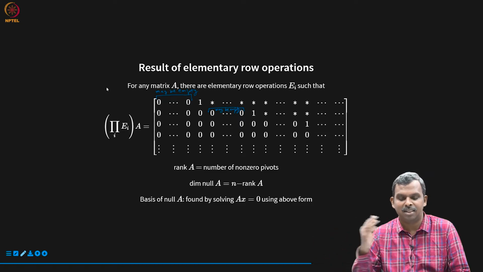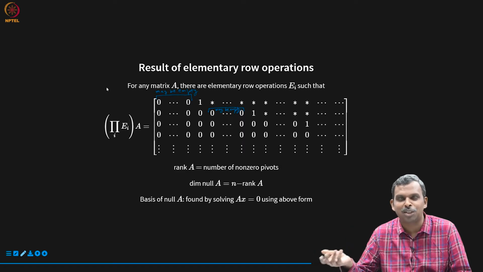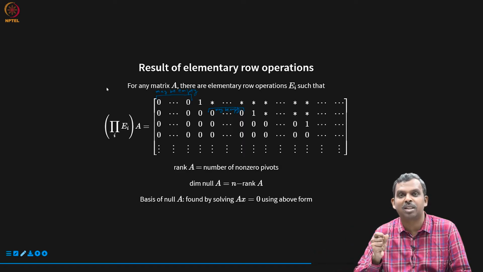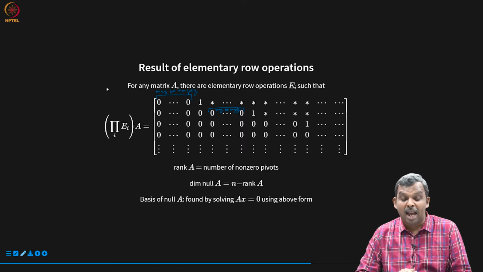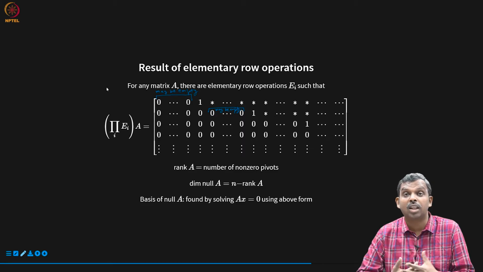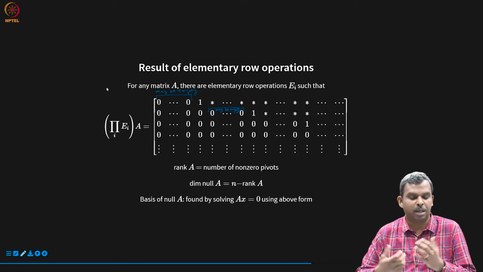So that's easy to see. The dimension of the null space of A is nothing but n minus rank of A. Once you find out the number of non-zero pivots, that controls everything. And how do you find a basis for the null space of A? We found the dimension of the null space of A.